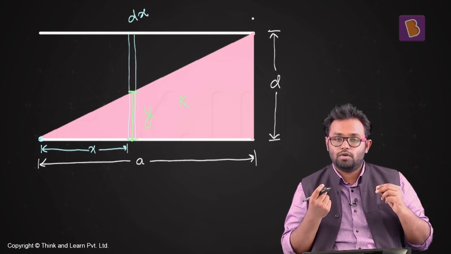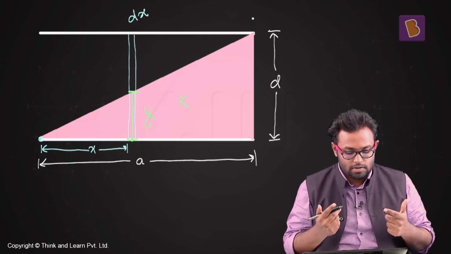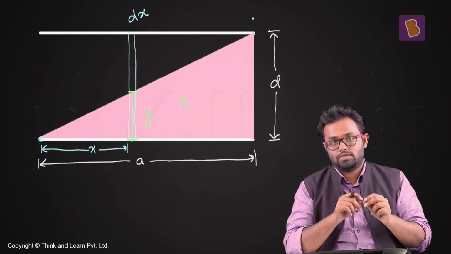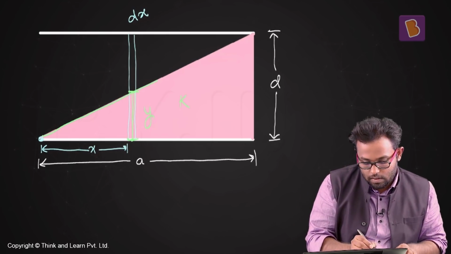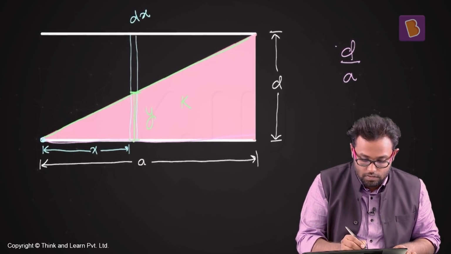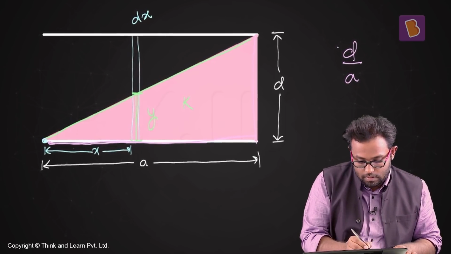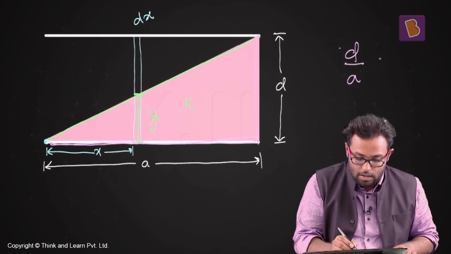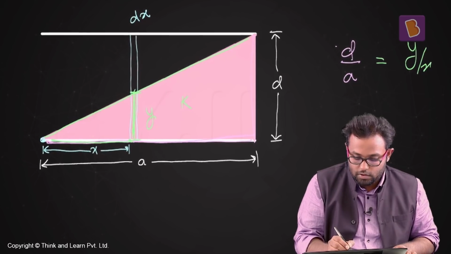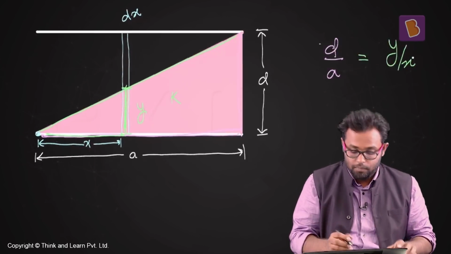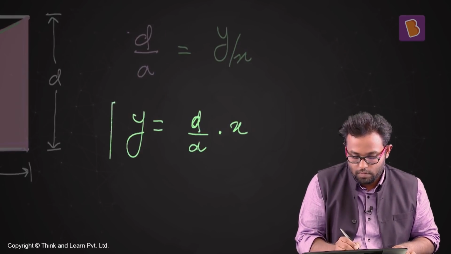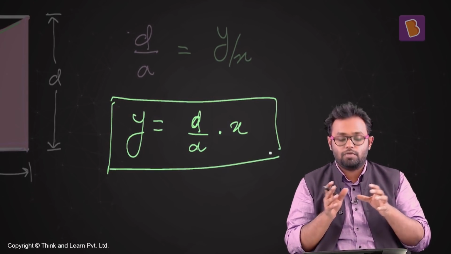Now is there a relationship between y and x? That's actually easy to find out, because the slope of the dielectric is constant. It's a straight line. So the slope of this dielectric is d by a, which is the height divided by the length, and that will be equal to y by x, because y by x gives the slope of the same line. So y equals d by a times x. So I have a relationship between y and x.